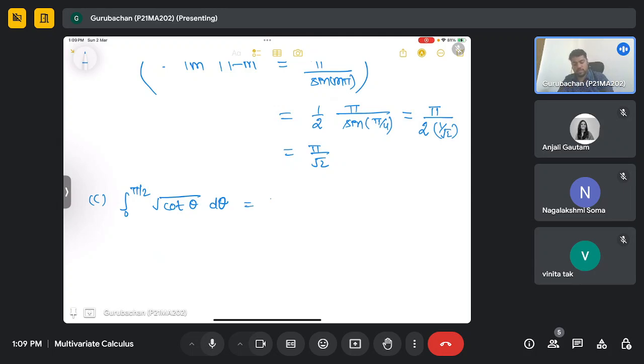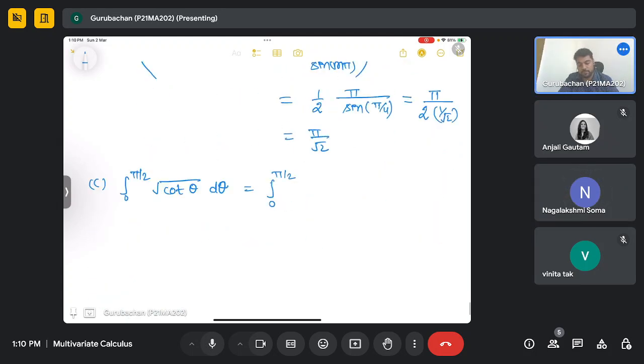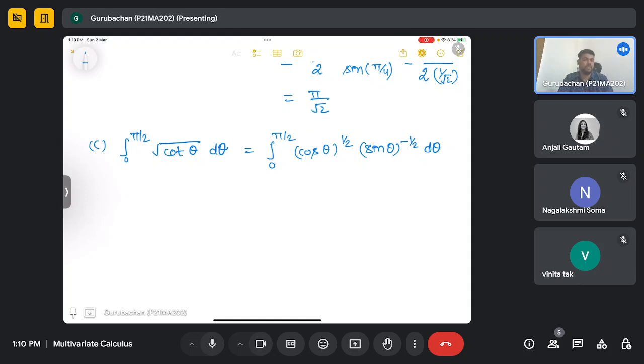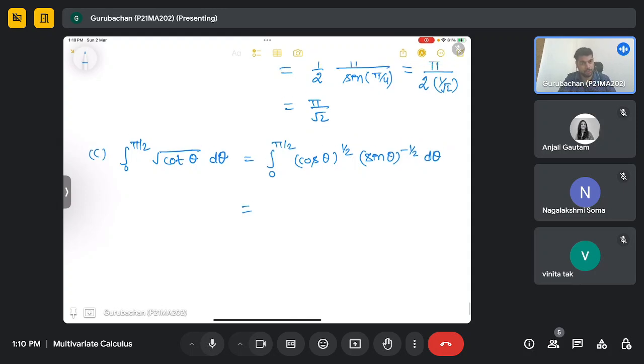So what we can write it as, the integral from 0 to, yes, it is the same as the above integral. But okay, since beta of m comma n equals beta of n comma m, let me write it. In the above integral, we have cos theta to the power half, and here we have cos theta to the power minus half. In the above integral, here it is cos theta to the power plus half.